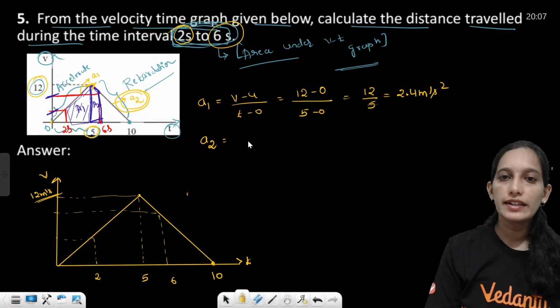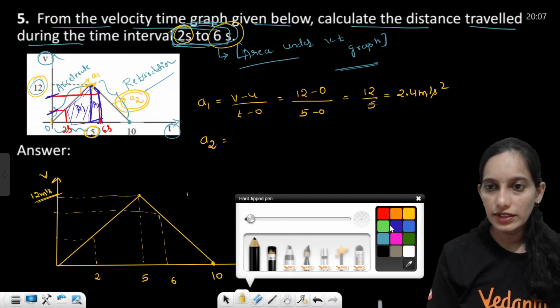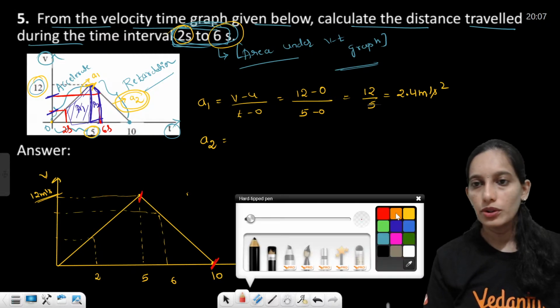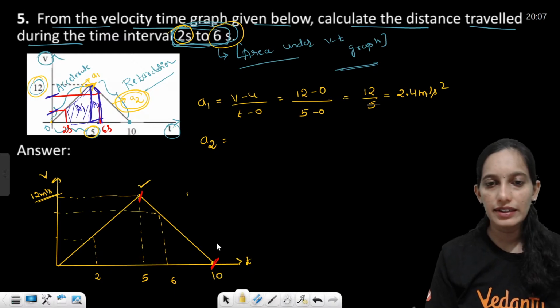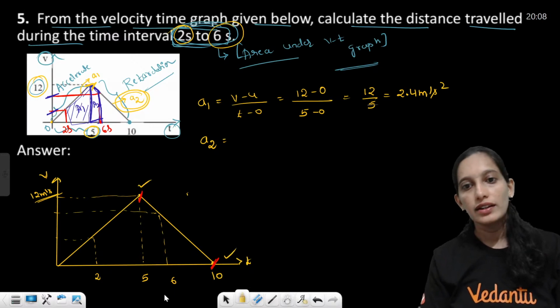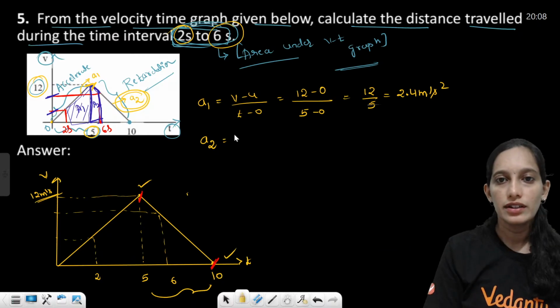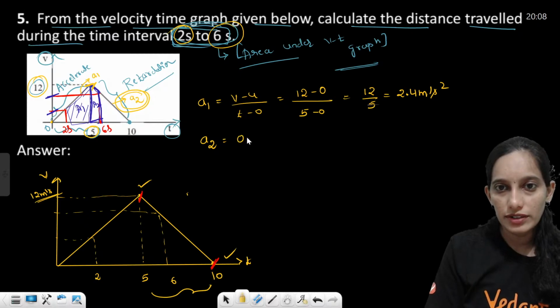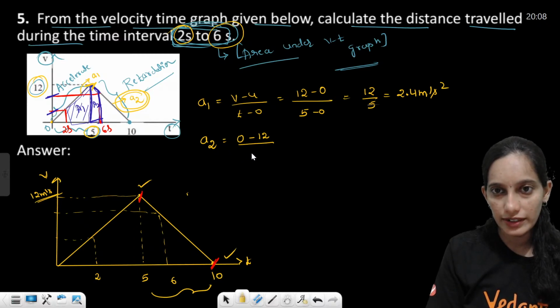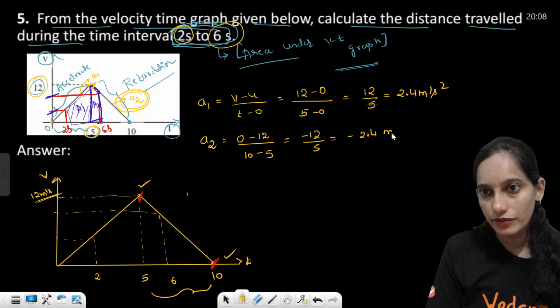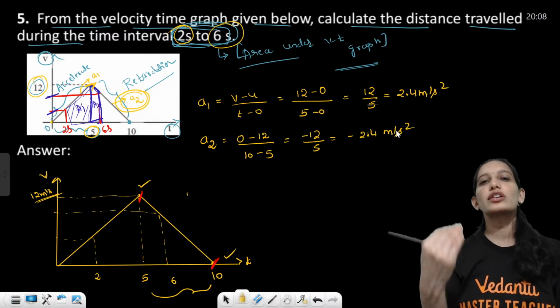So for retardation, if I just consider this motion from here to here, what can we say? The initial speed is 12, the final speed is 0, and the time duration is from 5 to 10 seconds, that is 10 minus 5. So how can we write it, v minus u, that is 0 minus 12 divided by the corresponding time 10 minus 5, or this is like minus 12 by 5, which is nothing but equal to minus 2.4 meter per second square. Okay, so this is what I was trying to convey to you.